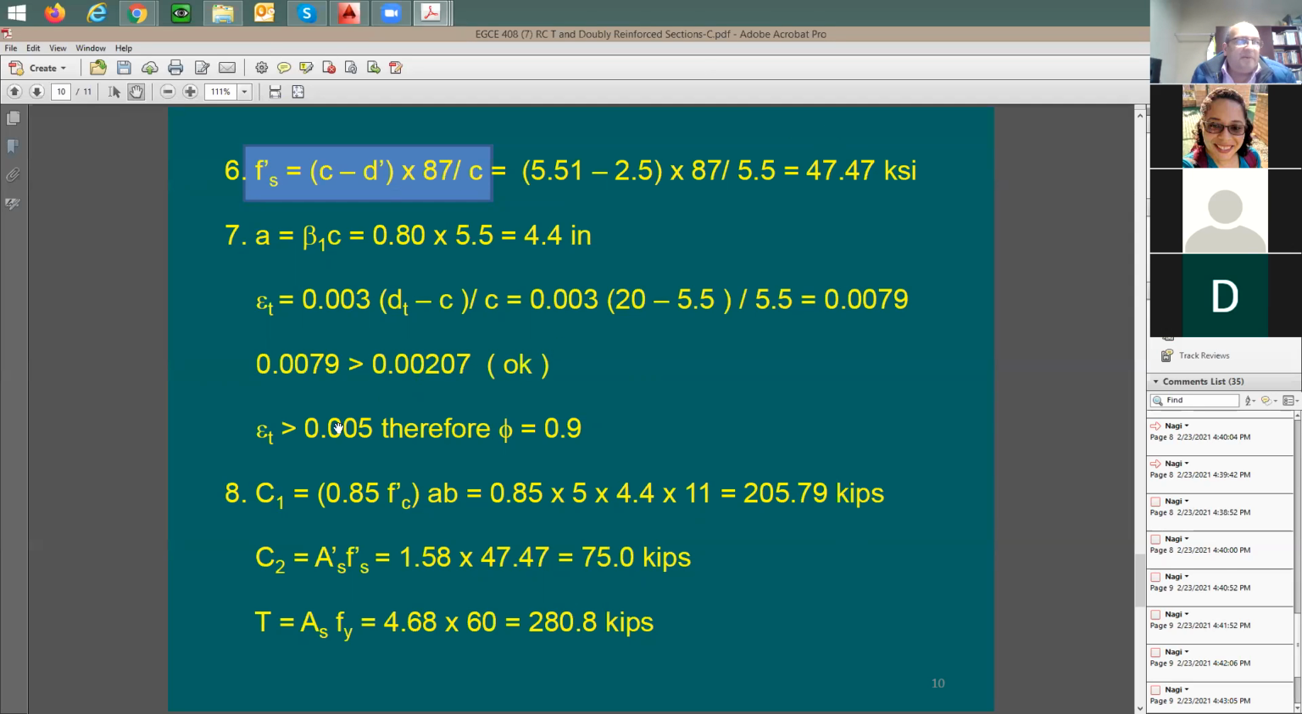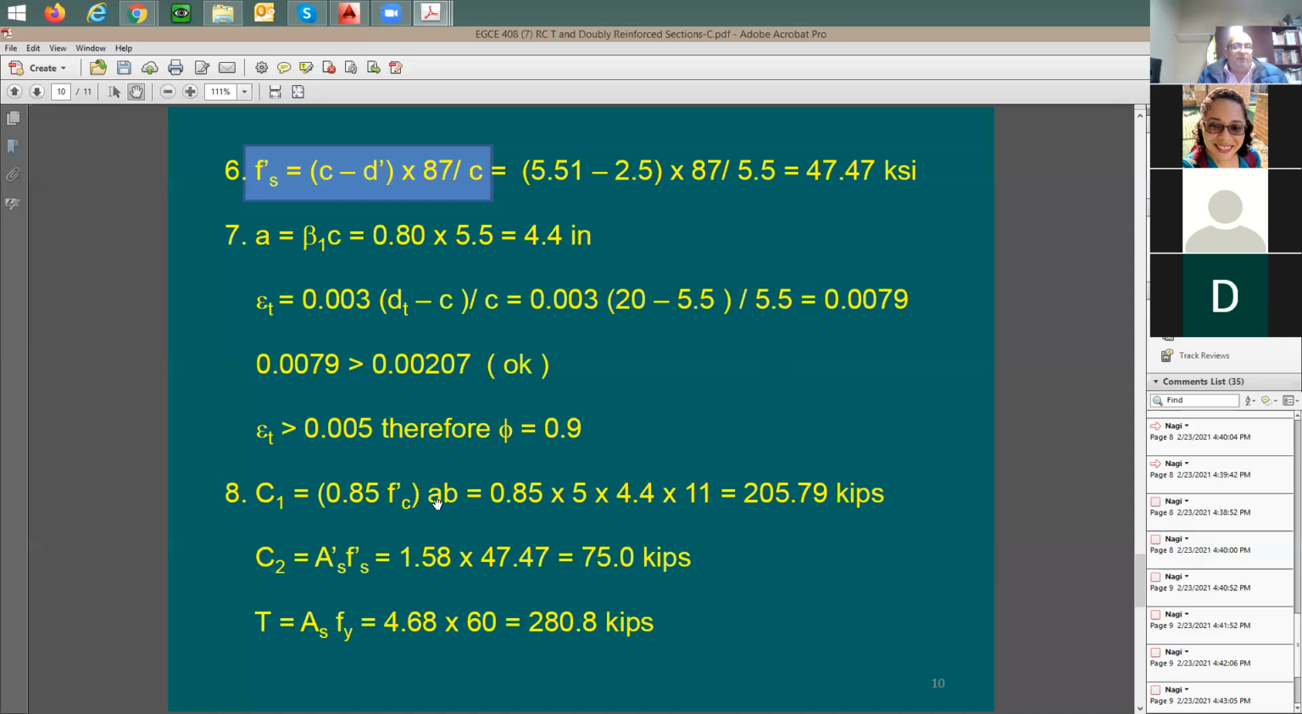Also, when the steel at the bottom is yielding, what phi factor do you use? It's going to be 0.9. How about the steel on the top? If it is not yielding, should I reduce the phi factor? I'm going to say no, because this check applies only for the tension steel. This phi factor is going to be for the tension steel, not the compression steel.